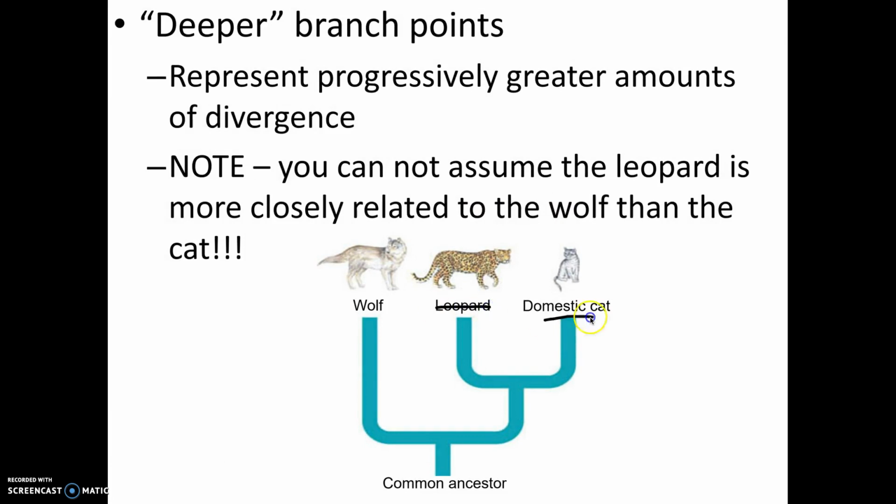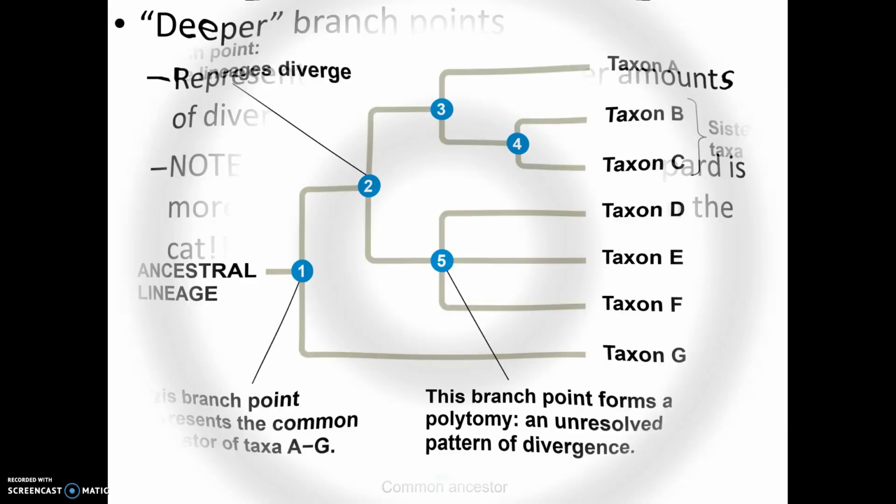So here, the leopard and the cat would be more closely related to each other than either one would be related to the wolf. But, again, they could trick you and say which one's more closely related to the wolf, and your answer would be that they're equally related to the wolf. Just because the leopard happens to be on the left side makes no difference. They both converge all the way back here, and so their relationship to the wolf would be equal.